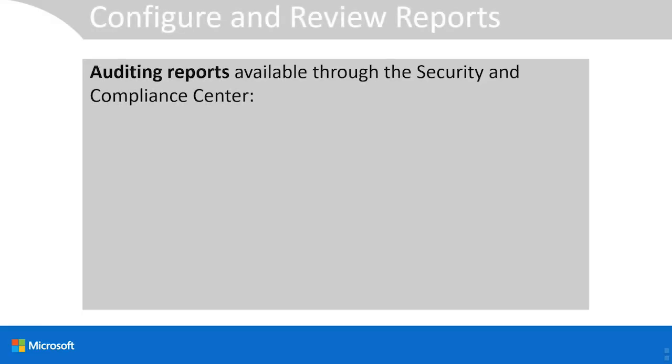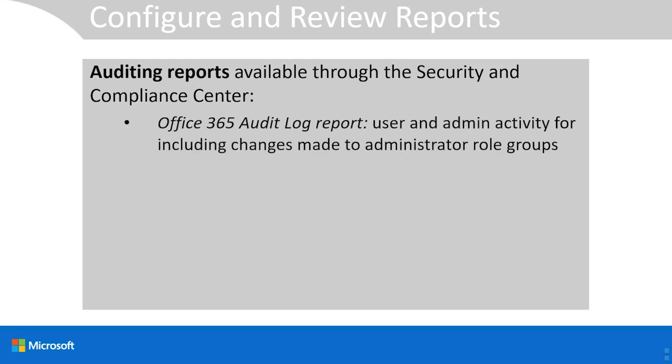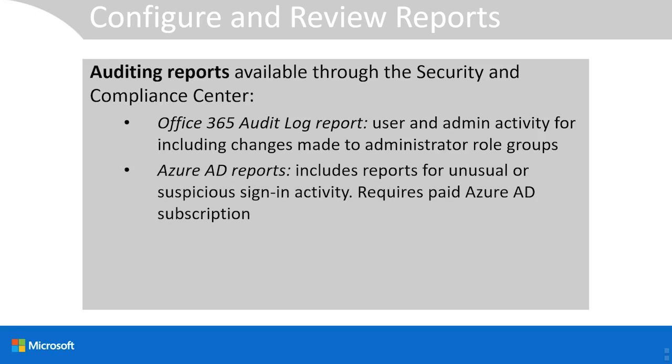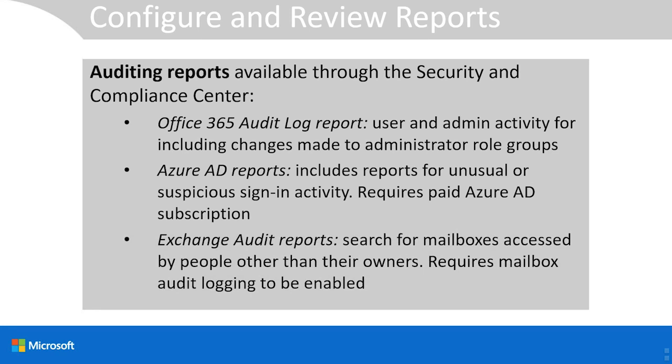Microsoft 365 provides a huge number of reports that report on all different aspects of the operation of your tenancy. So, for example, in the Security and Compliance Center, you can go and view auditing reports like the Office 365 Audit Log Report that shows user and admin activity, including things like changes that have been made to administrator role groups. Azure AD reports that include information about unusual or suspicious sign-in activity. Some of the more advanced functionality here requires an additional paid Azure AD subscription. And Exchange audit reports that are things like mailboxes that were accessed by people other than their owners and things like that.